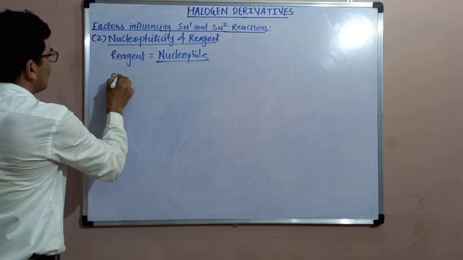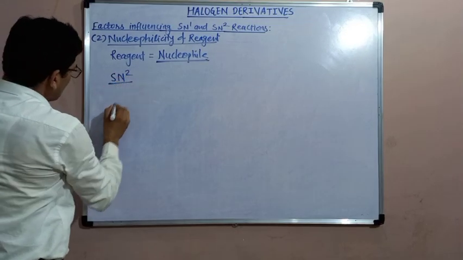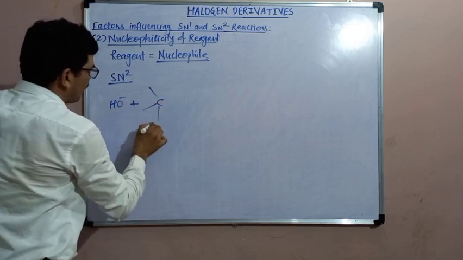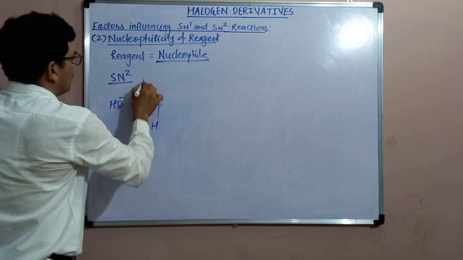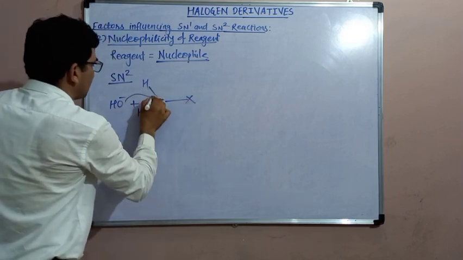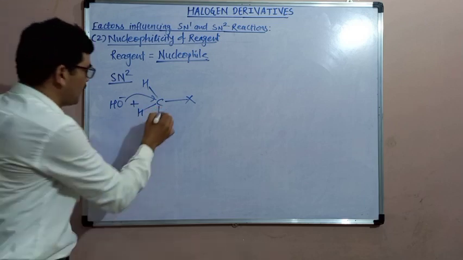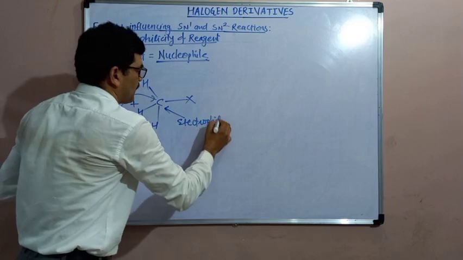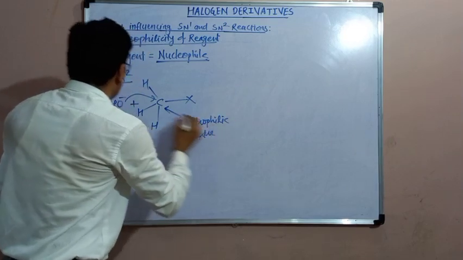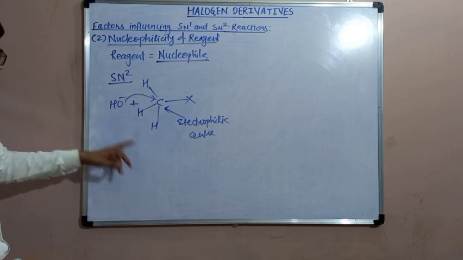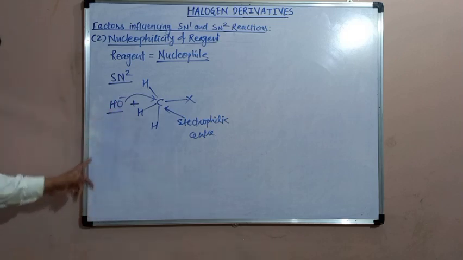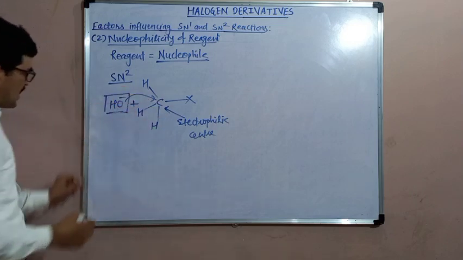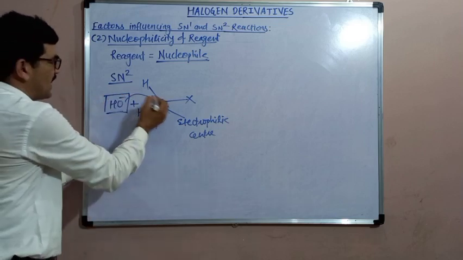So here, the nucleophilicity of the nucleophile or the reagent affects the SN1 as well as the SN2 reaction. In the SN2 reaction, you know that the nucleophile OH negative attacks the carbon atom of the alkyl halide from the back side. This carbon atom of the alkyl halide is the electrophilic center, the electron deficient center. The nucleophile can more easily attack the carbon atom if its nucleophilicity is more, means if it is a stronger nucleophile, then it can easily attack the carbon atom.